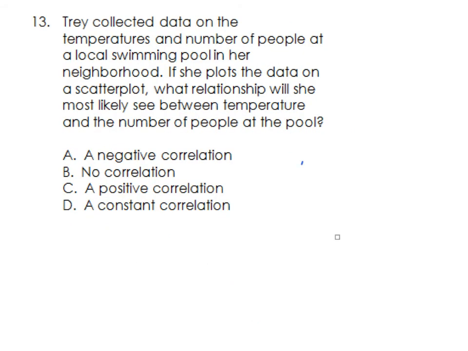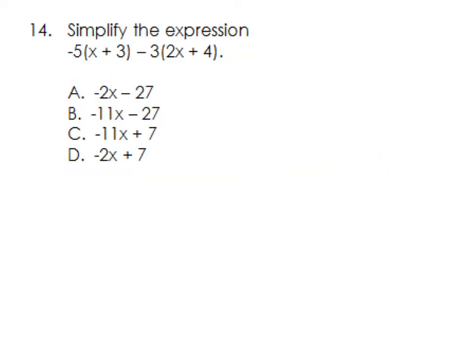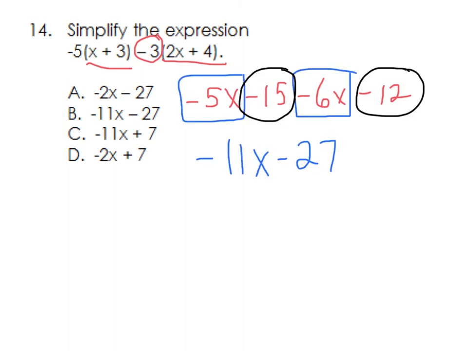Okay, so the more people that you have in the pool, the warmer the temperature of the pool is going to be. So it's a positive correlation. First thing we're going to do is simplify by distributing the -5 to the first set and the -3 to the second set. Then I'm going to combine my like terms. And so my answer is B.